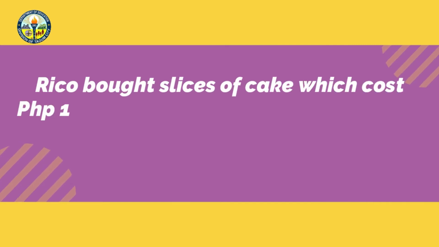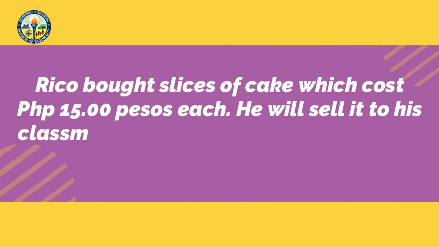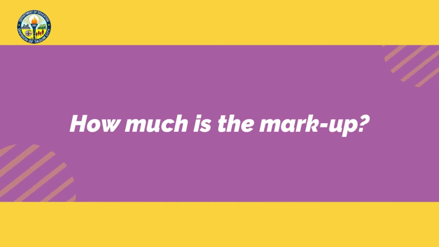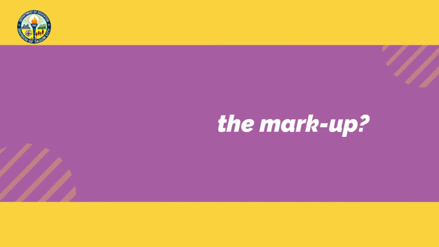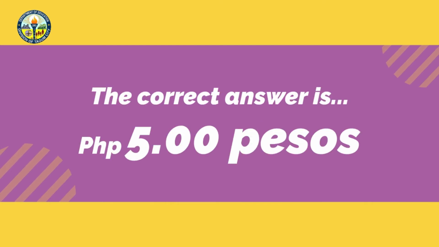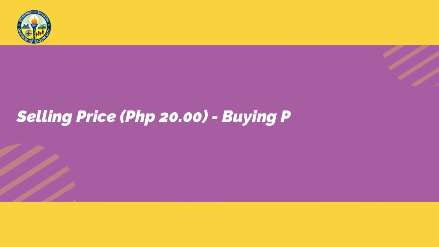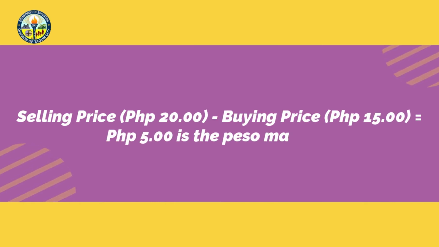Rika bought slices of cake which cost 15 pesos each. He will sell it to his classmates for 20 pesos per slice. How much is the markup? The correct answer is 5 pesos. Using the formula, selling price 20 pesos minus buying price 15 pesos is equal to 5 pesos markup.